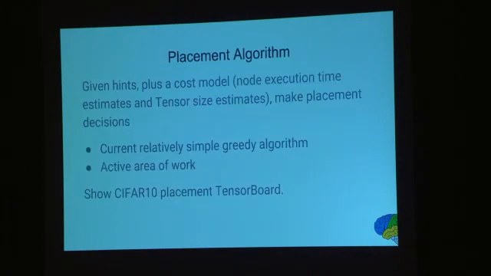And then we have a node placement algorithm that's going to take these hints, which you may have left completely blank, so we may not have any hints. It also has a cost model of the graph, so it has estimates or measurements of the node execution time, and of the tensor sizes flowing along edges in this graph. That data is the input to the placement decision, and then it makes placement decisions. We currently have a relatively simple greedy algorithm described in the TensorFlow white paper, but this is an active area of work.